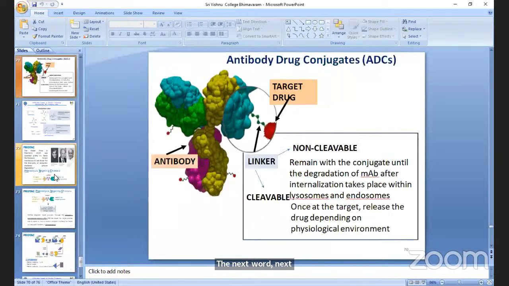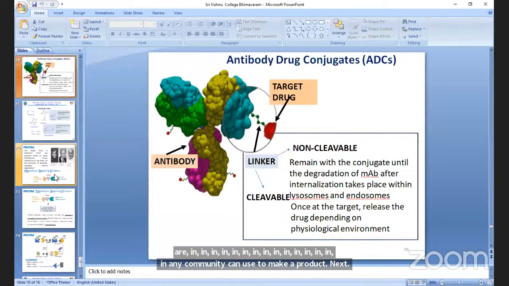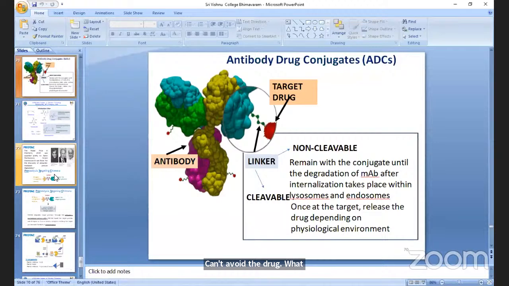These compounds can be made by click reaction, Michael condensation, Beckmann reaction, Knoevenagel condensation, or any Robinson reaction. Any chemistry can be used to make the molecule. Next, antibody drug conjugate, ADC. What is ADC? It is non-cleavable and remains a conjugate until the degradation of the antibody, internalization takes place within the lysosome and endosome. Once it reaches the target cell, it releases the drug depending upon the physiological environment.